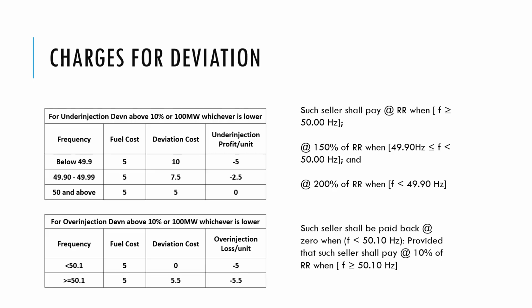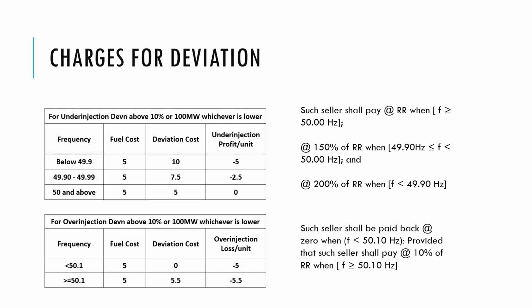So let's study the last case, that is the charges for deviation when the seller is deviating beyond 10% of the schedule. In this scenario, we have made two cases. One is the under injection and the other is the over injection. Any under injection of 10% from schedule or 100 megawatt, whichever is lower, the seller has to pay a certain penalty. This penalty has been distributed in three categories.